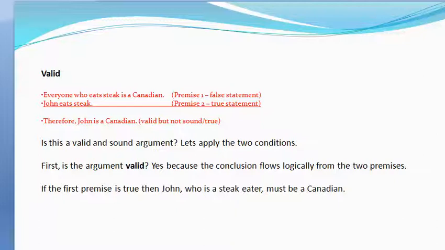Is this a valid or sound argument? Let's apply the two conditions. First, is the argument valid? Yes, because the conclusion flows logically from the two premises. If the first premise is true, then John, who is a steak eater, must be a Canadian.